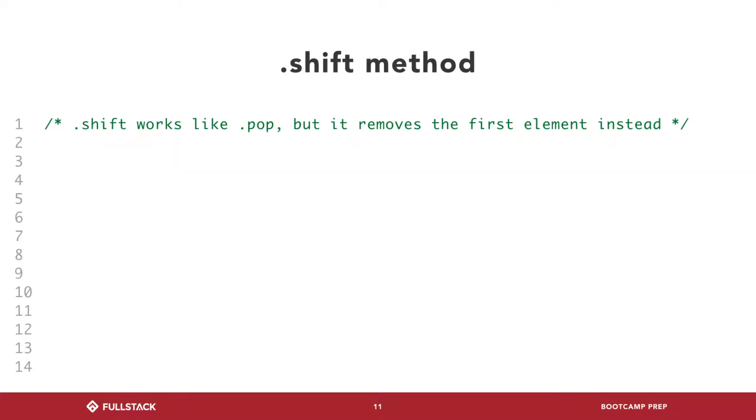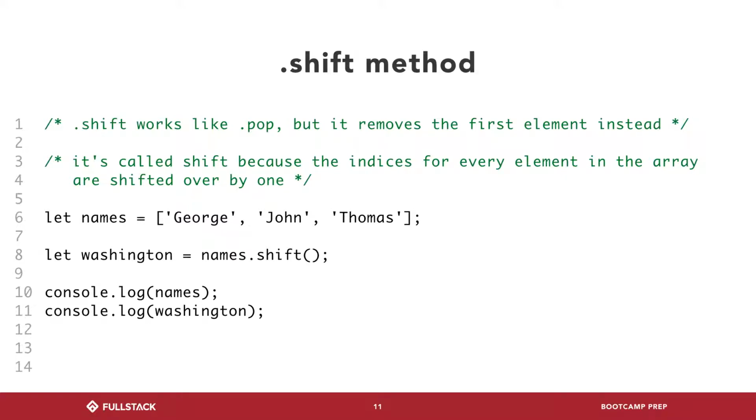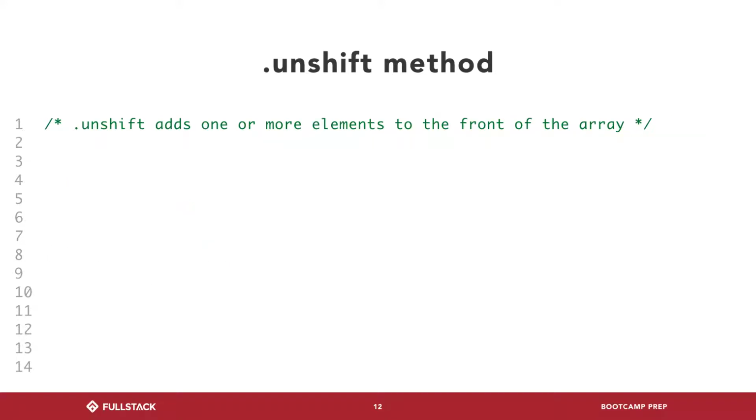Cool. Dot shift. Very similar to dot push, except rather than adding it to the end of the array, this adds it to the beginning of the array. And it's called shift because it shifts everything else in the array over by 1. It increments the index by 1. And as you would guess, there is something called unshift, which takes away from the first element of the array as well. And once again, it shifts everything, but now in the opposite direction to the left.